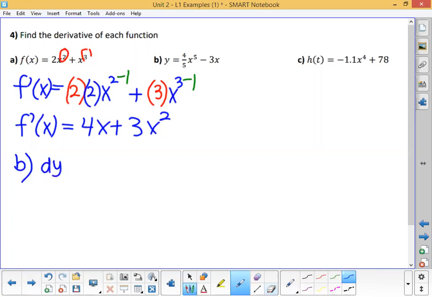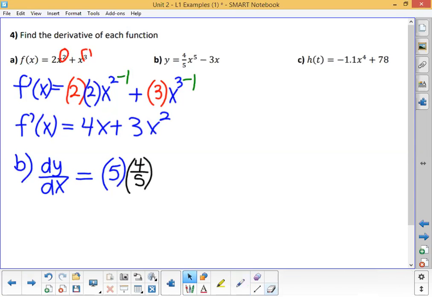So this time I'm not going to circle anything. I just want you to follow me. I have the x to the power 5 that I want to bring down and multiply by the 4 over 5 that's already there. And then I have x to the power of 5. I want to subtract 1 from that.